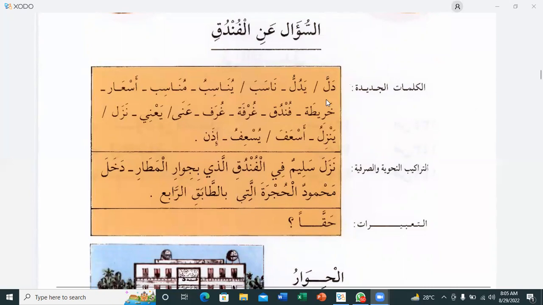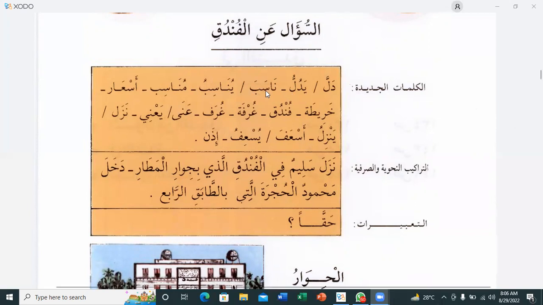Dalla. Sorry, Ustaza. What is it? Sual. Asking. Oh, asking. Dalla, that means guide or show. Show or guide, okay? Yadullu, fele mudare, that means showing or guiding.